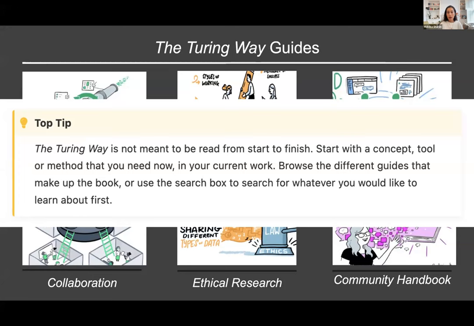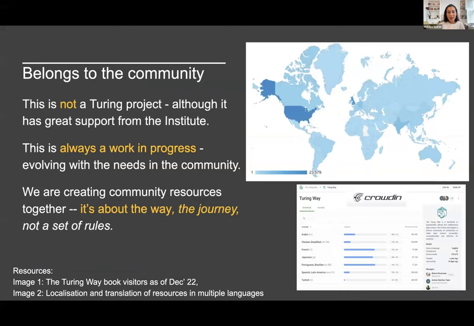The book belongs to the community. The community belongs to the community. Everything that we do is really for and with the community. This is not a Turing project, the Turing Institute, although we get lots of support and financial investment into maintaining and developing it. As I said, this is a work in progress, which is evolving with the needs in the community. We are creating the resources together. It's about how we do things together, the journey and not the set of rules. Anything that's written in the book can change, and you can change it.